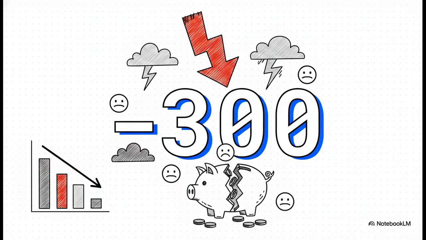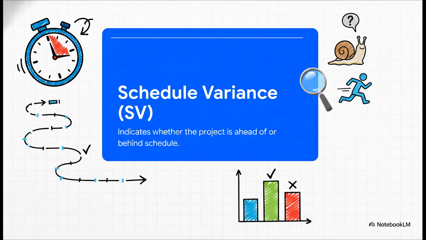Now, here's a key rule for variances. Negative is always bad news. A negative CV means we're over budget. In this case, we've spent $300 more than the work we've done is actually worth. So first diagnosis, we're already over budget. All right, so we've got a cost problem.